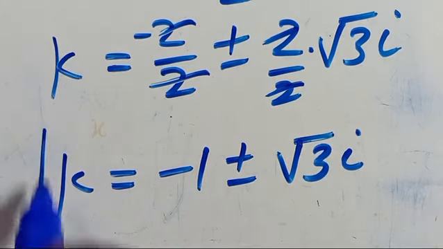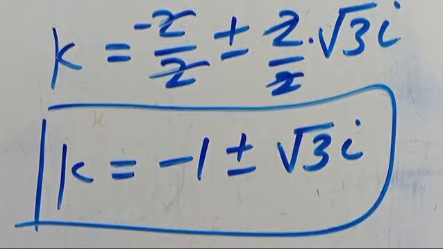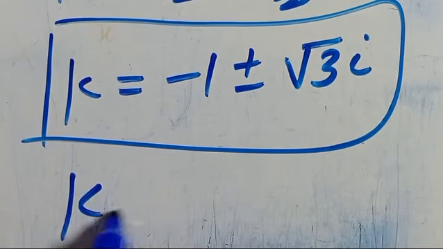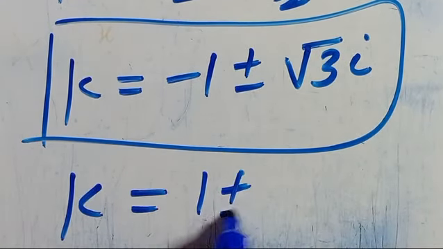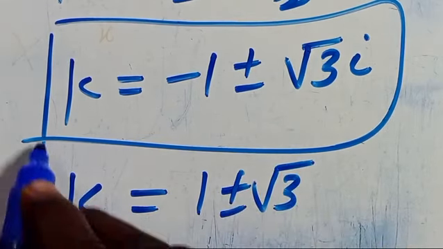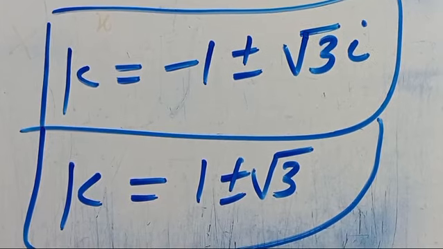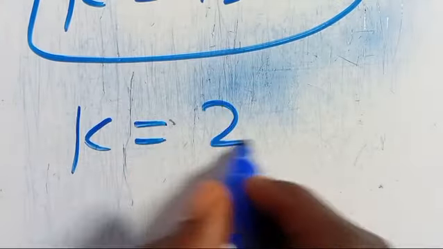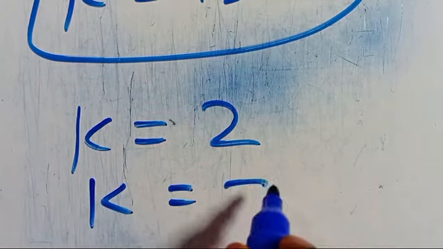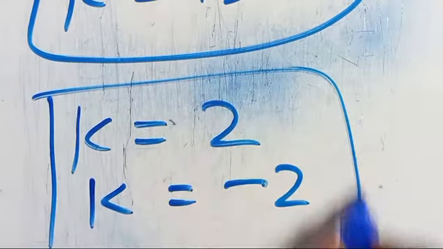So this is the value of k. And we also have the value of k, 1, positive or negative, root 3i. This is a complex solution. While k equals 2 and k equals minus 2 are real solutions.